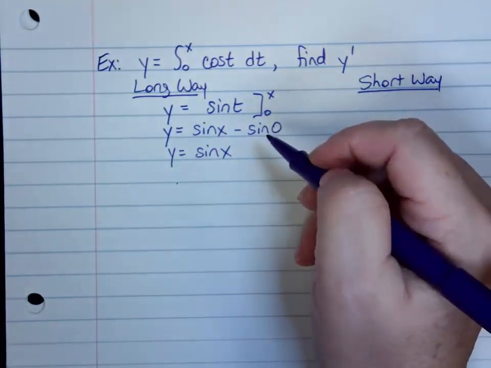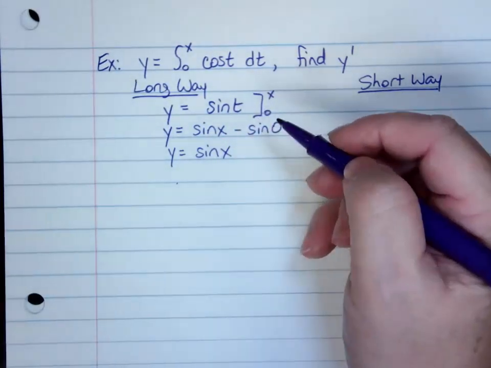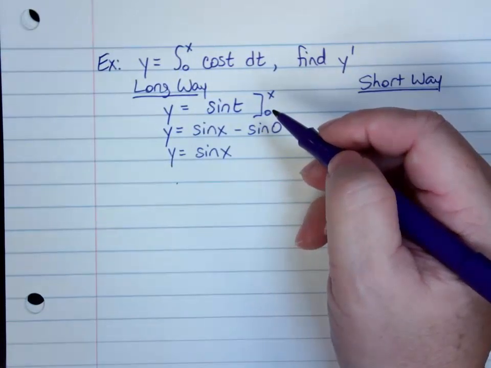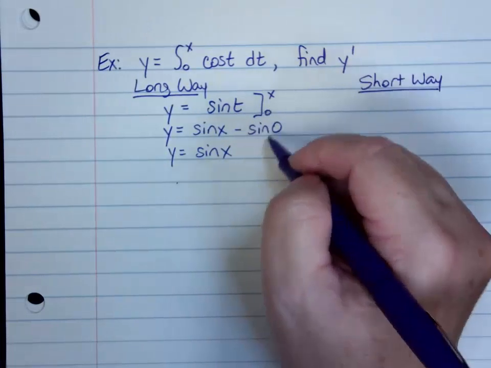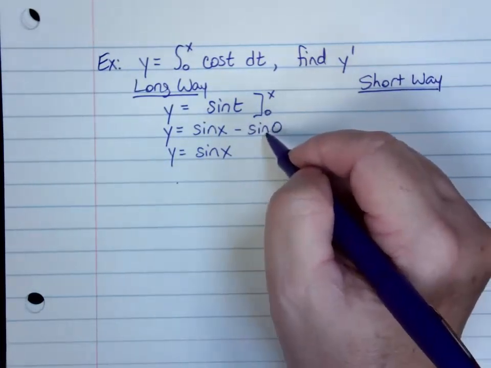I'm taking the antiderivative. There we are. See, look. It is so easy to get those confused early on. Later on you'll get it straight, but right now it's so easy to get them confused. The sine of 0 is 0, but it could be any constant I wanted it to be.